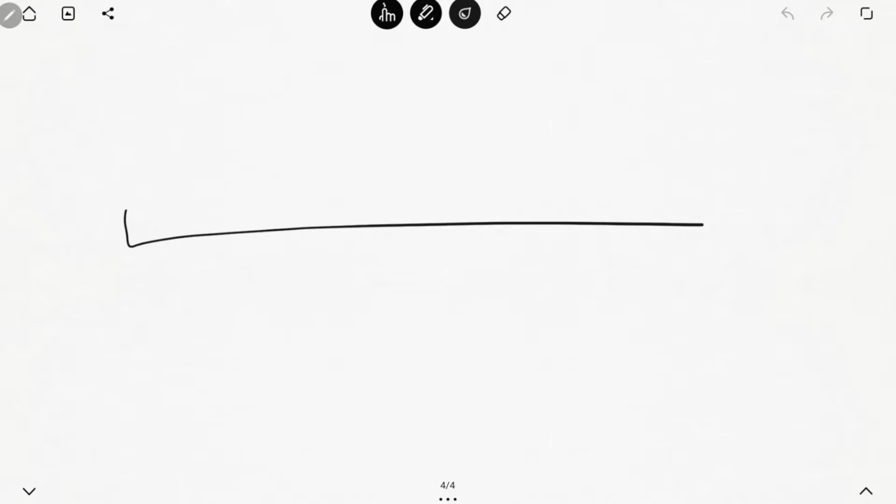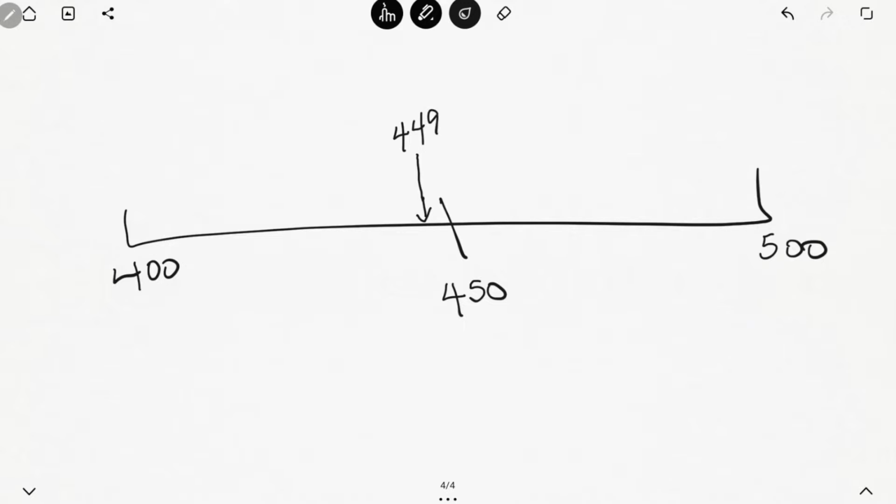All right, so let's say now we had a timeline that went from 400 to 500. What's the halfway point? The halfway point is somewhere around here. It would be 450. What if I ask you what's the closest 100 to 449? Obviously 449 comes right before 450, around here. Would you round up 449 or would you round down 449? Round up to 500 or round down to 400.